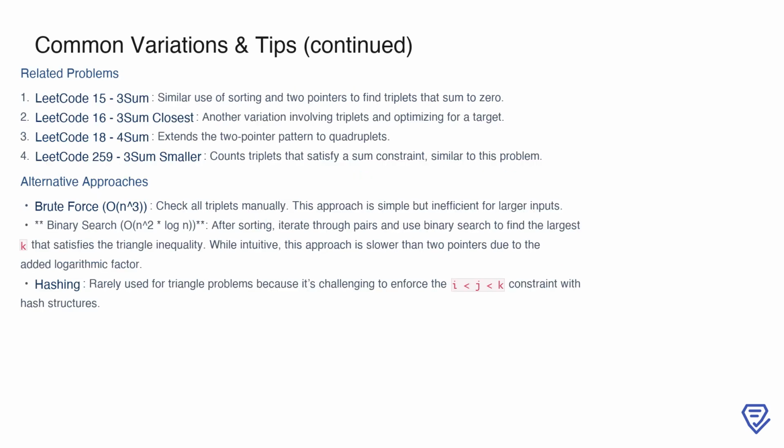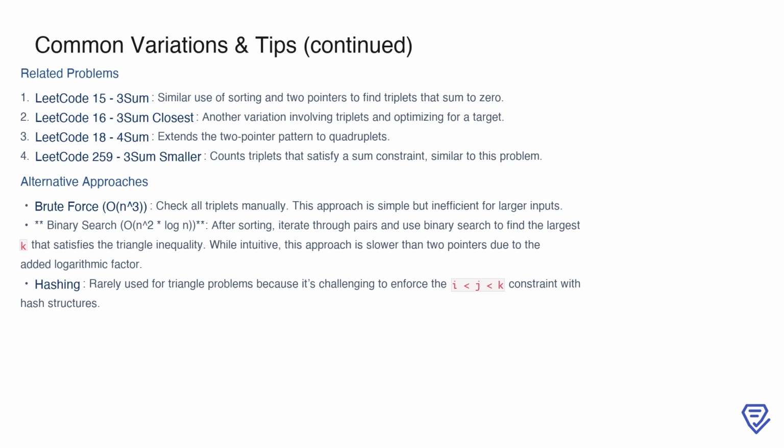This problem shares similarities with other well-known LeetCode problems that also involve triplets. For example, in LeetCode 15, the three-sum problem, sorting and two pointers are used to find triplets that sum to 0. In LeetCode 16, the three-sum closest problem, the idea is to identify triplets that come closest to a specific target. LeetCode 18, or the four-sum problem, extends this pattern further by finding quadruplets, while LeetCode 259, the three-sum smaller problem, involves counting triplets that satisfy a specific sum constraint. Each of these problems builds on the same foundational techniques.